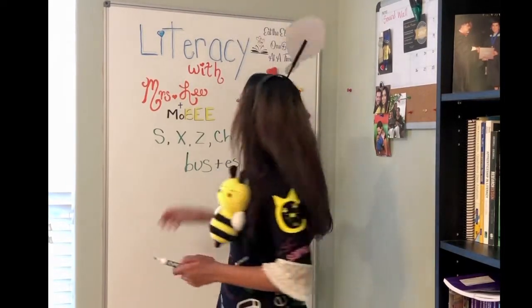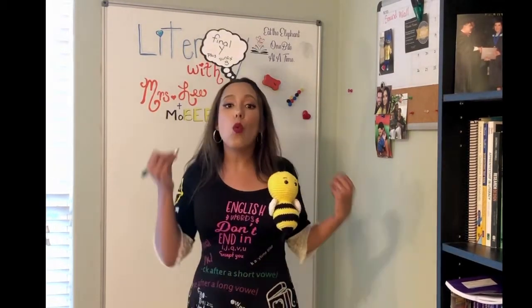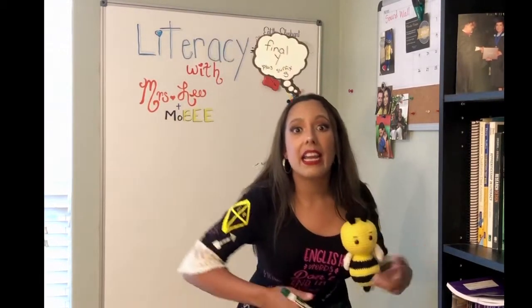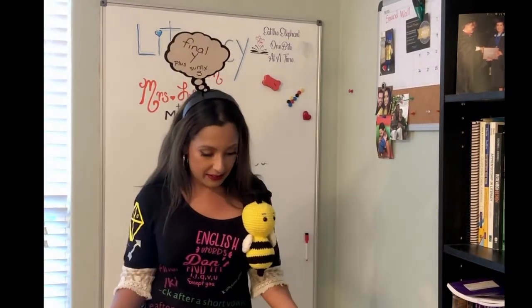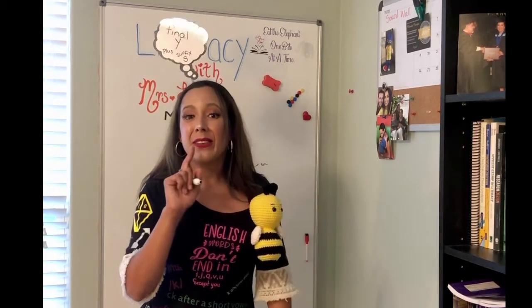Now today, we are going to learn about that final Y, the letter Y, plus the plural suffix. In words that end with Y, and there is a consonant before that Y, you're going to change the Y to an I, and you're going to add ES. Woo! That's a lot of steps, huh? Let me repeat that again.